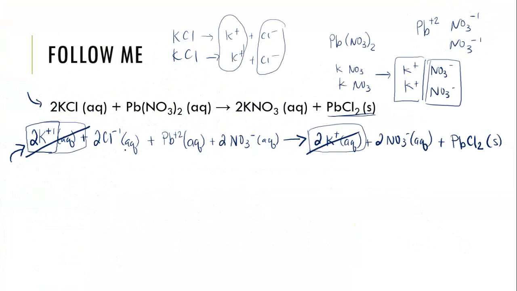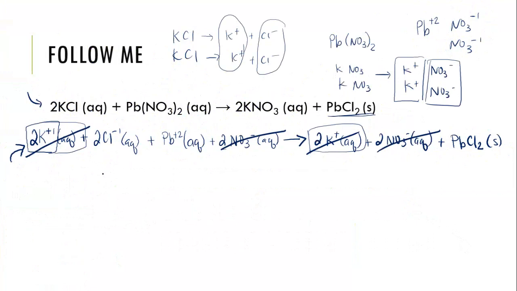2 Cl minuses. Look over here on this side. I don't see 2 Cl minuses. I see the 2 Cls here, but if they are not exactly the same, you can't touch them. I see Pb2 plus right here, but I don't see a Pb2 plus on the right side, so I can't touch it. I see 2 NO3s right here and 2 NO3s right here, so we're going to cross those out. What we just crossed out were our spectator ions.